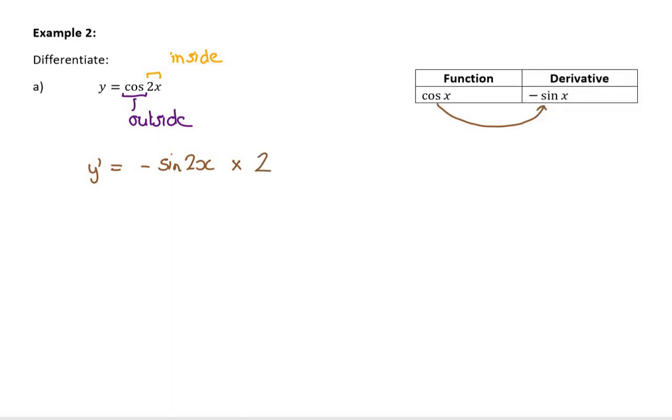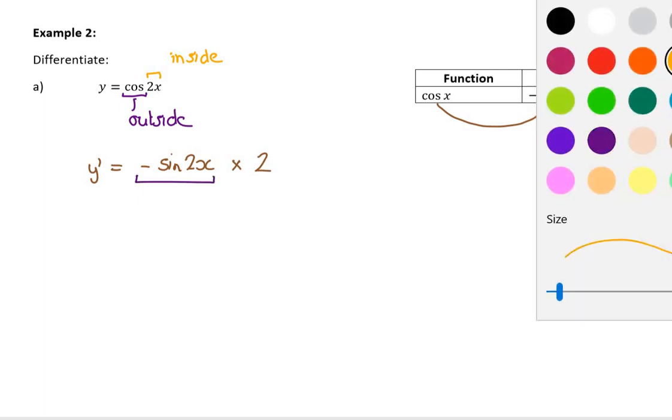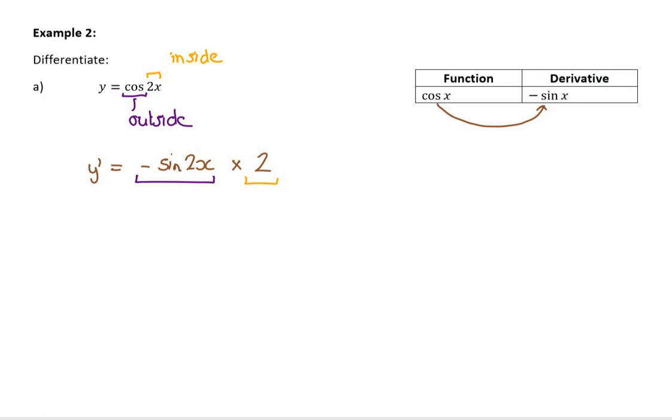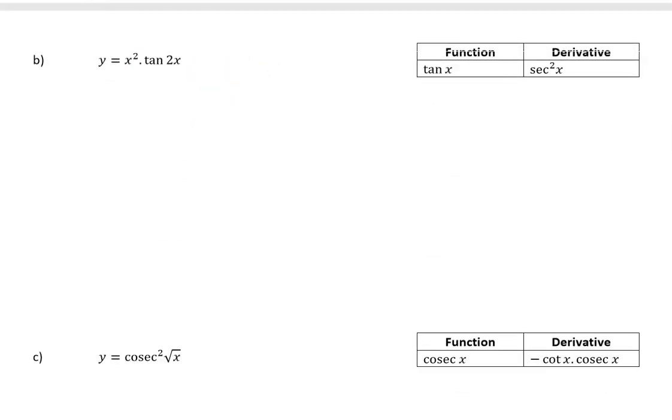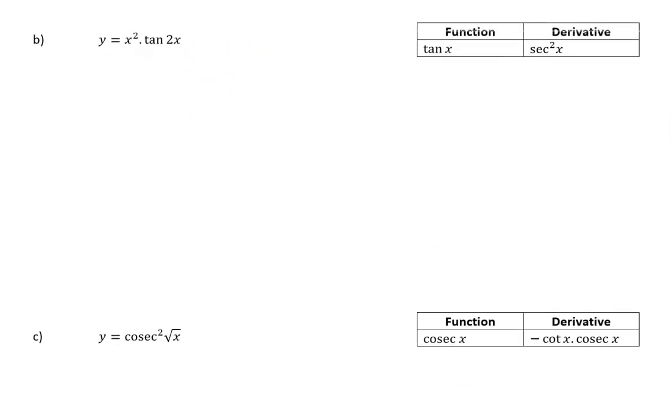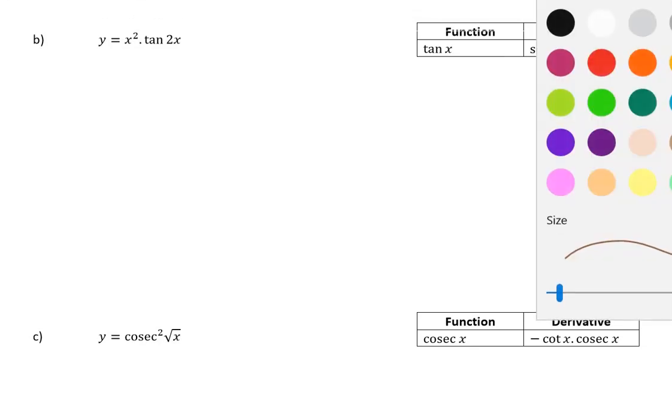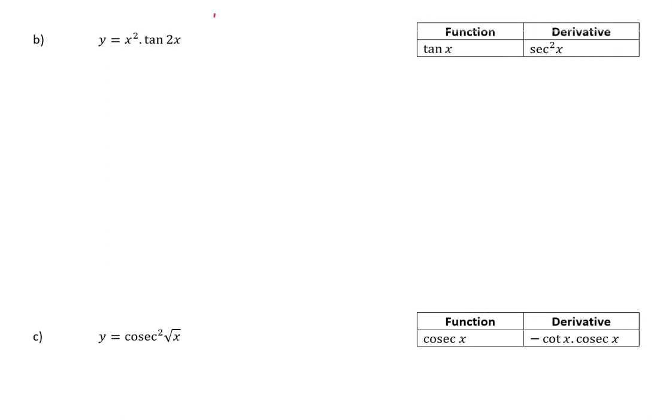So if I just color coordinate my answer here, this is the derivative of the outside function, whereas this is the derivative of the inside function. Now again, I'd probably rewrite that, really not mathematically different, just mathematically prettier if I write it like that. Cool, so that's us practicing the chain rule. Let's get on to something more interesting. This example says b, and it's x squared times tan 2x. So the moment I have a look at this, this must be the product rule.